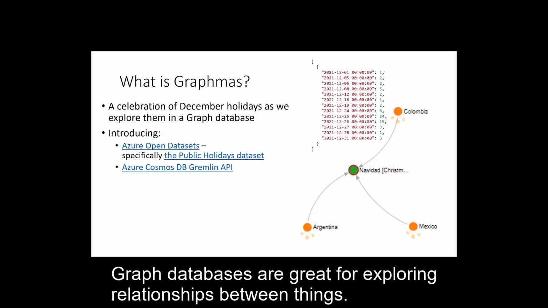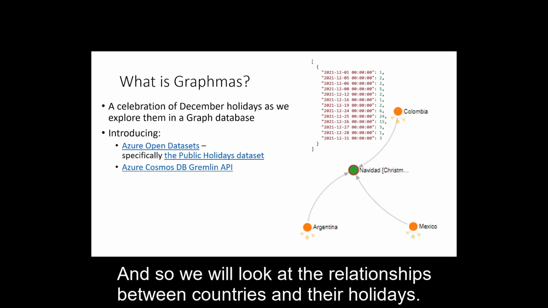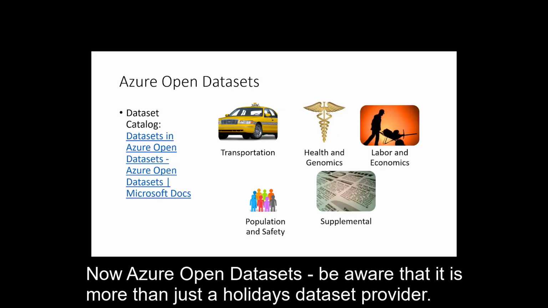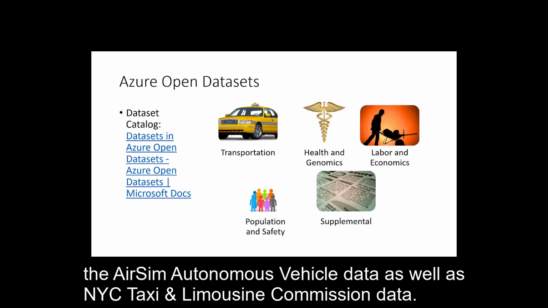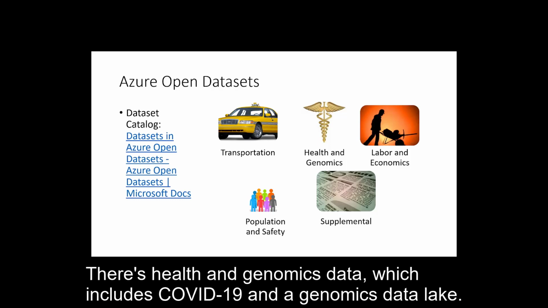A graph database is great for exploring relationships between things, and so we will look at the relationships between countries and their holidays. Now, Azure Open Datasets, be aware that it's more than just a holidays dataset provider. There's data for various topics, including transportation, which includes the AirSim autonomous vehicle data, as well as New York City Taxi and Limousine Commission data. There's health and genomics data, which includes COVID-19 and a genomics data lake.